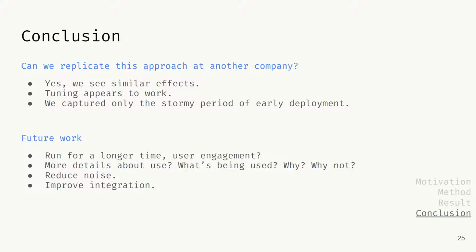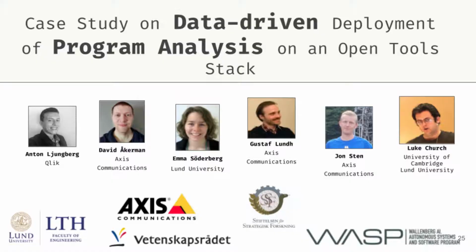By letting the system run for a longer time, we may get a different result, especially in terms of user engagement. Another thing to investigate could be what results are used, or finding a way to reduce noise for a better user experience. Also improving the integration by, for example, making it more apparent when a category already is disabled would be an option.